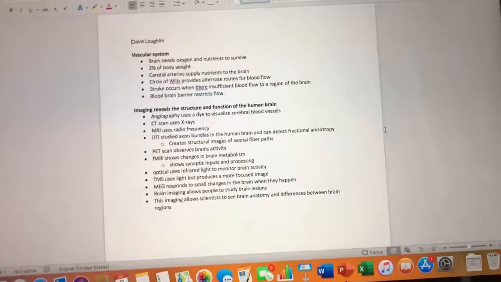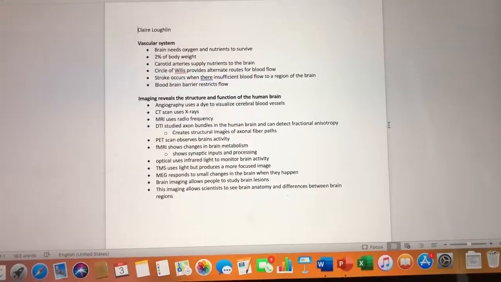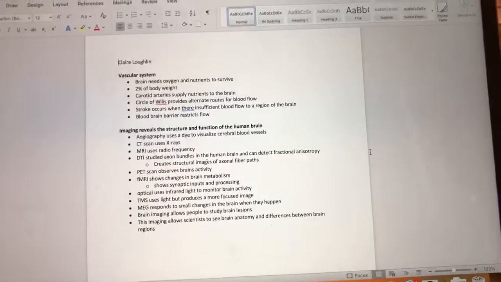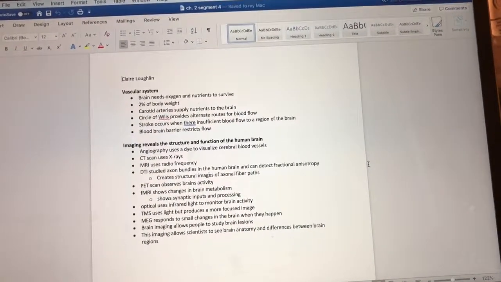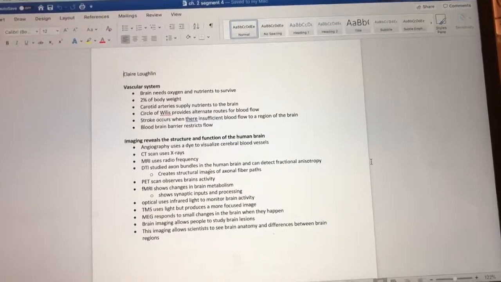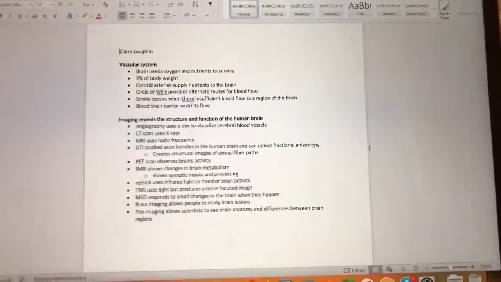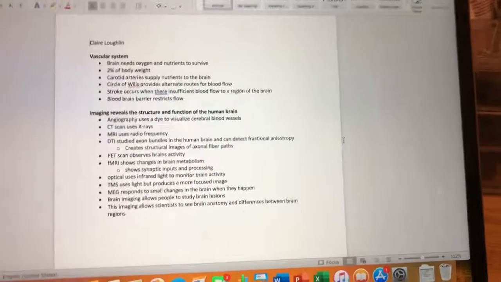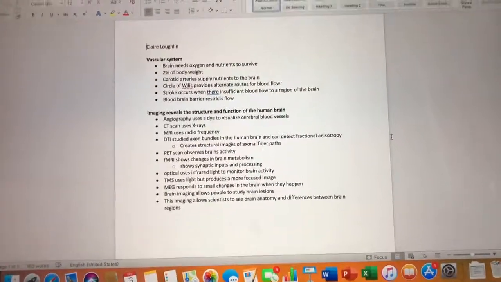So brain imaging allows people to see brain lesions, and lesions are areas of the brain that have been damaged, and these imaging techniques allow people to get an idea of what is going on inside the brain, and it allows scientists or doctors or any type of professional to see brain anatomy and differences between brain regions in active, alive human brains.